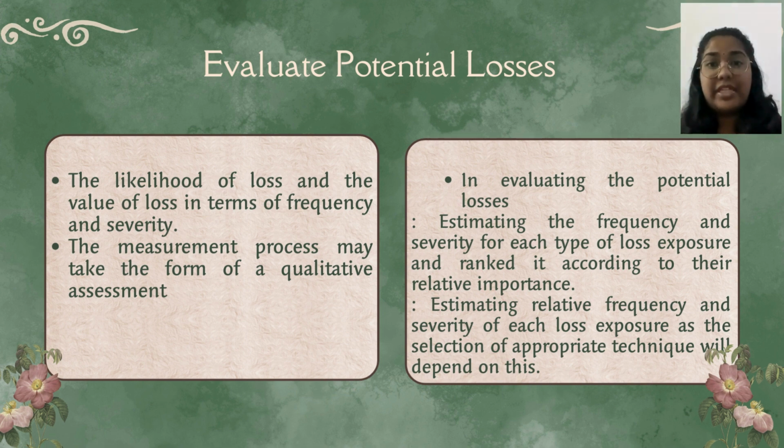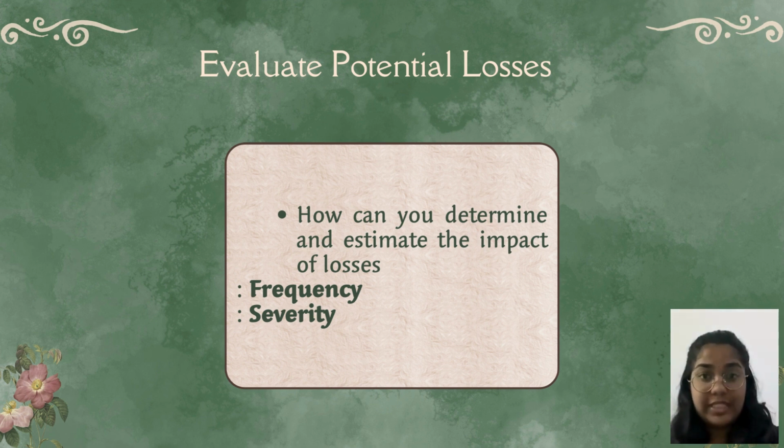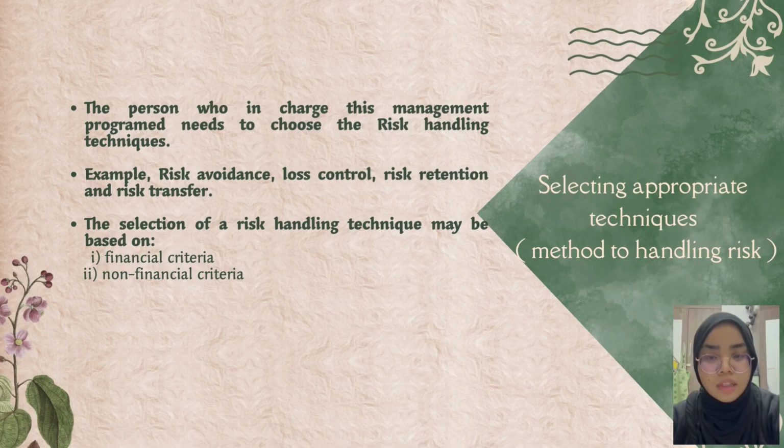Next is estimating the relative frequency and severity of each loss exposure, as the selection of the appropriate technique will depend on this. So how can you determine and estimate the impact of losses? First one is frequency, which refers to the number of times the loss occurs. Next is severity, which refers to the maximum size of loss exposures. This is step 3 in the risk management process, which is selecting appropriate techniques. It means the person in charge of these management programs needs to choose the risk handling techniques, for example, avoidance, loss control, risk retention, and risk transfer.